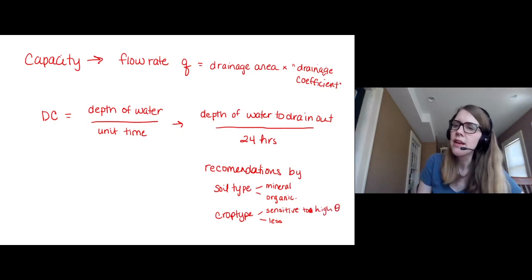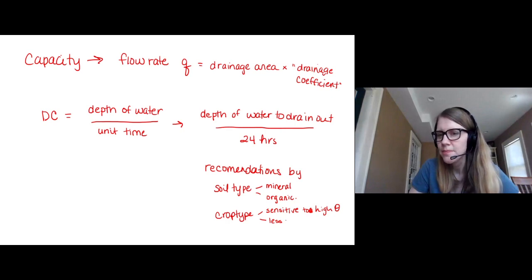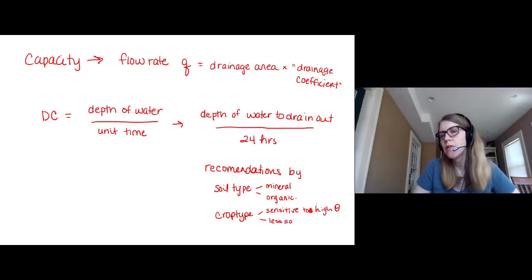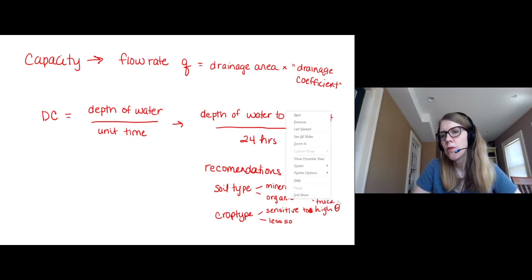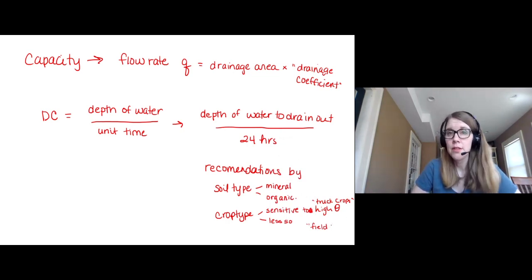Using theta as a shorthand for soil moisture content. So usually in the tables, we break this into truck crops versus field crops. So truck crops are going to be like vegetables, and I think of it as things that you might find somebody selling off the back of a truck.